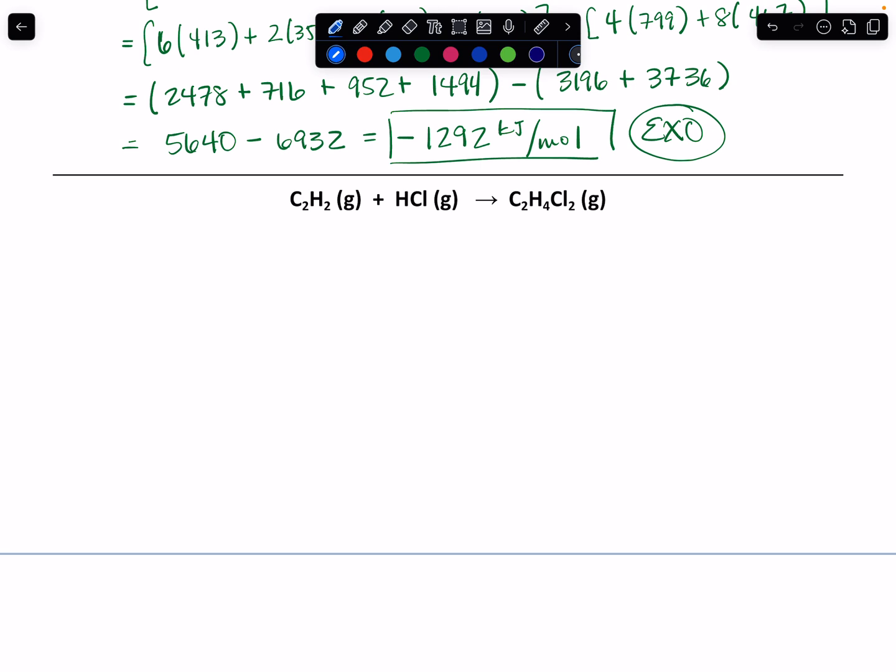So I have 2 carbons on the product side, 2 on the reactant side, 3 hydrogens on the reactant side, 4 on the product side. No, I got to fix that. 2 chlorines on the product side, 1. So let's put a 2 here, and that's going to fix my hydrogen problem too. All right, so let's start with our Lewis structures next.